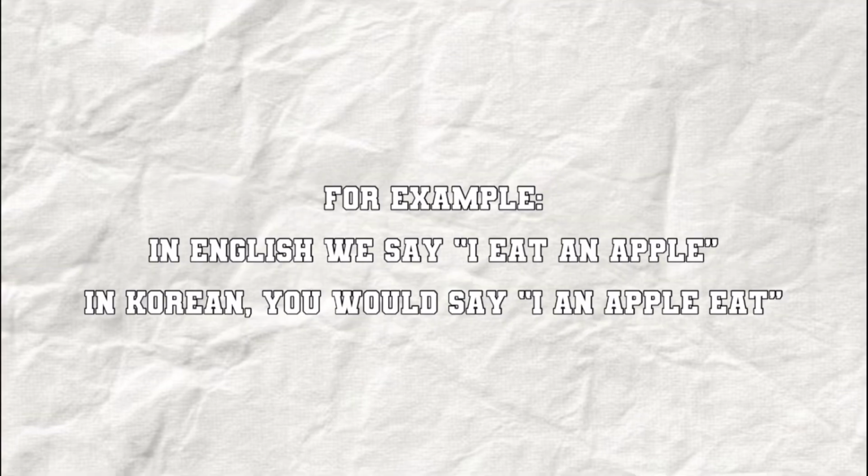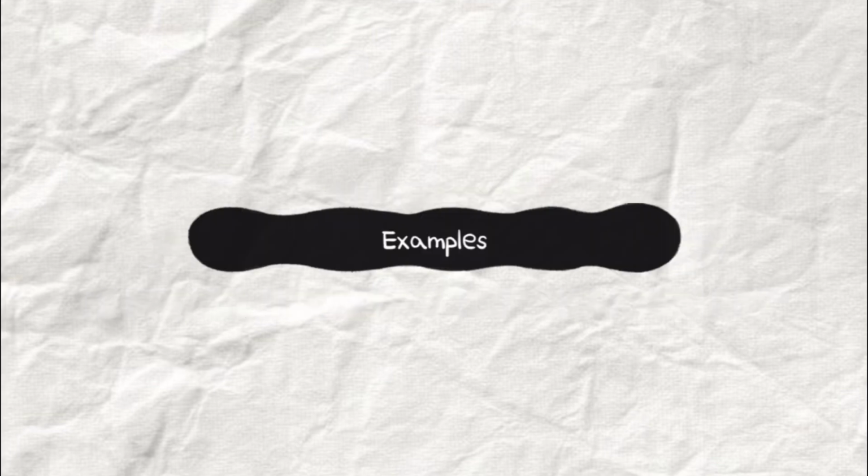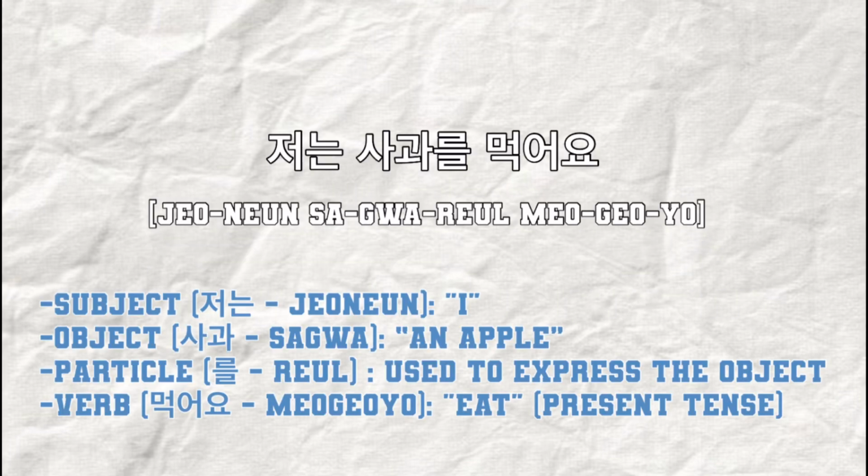For example, in English we say, I eat an apple. In Korean, you would say, I an apple eat. Subject, object, verb. Now let's see some examples. 저는 사과를 먹어요.